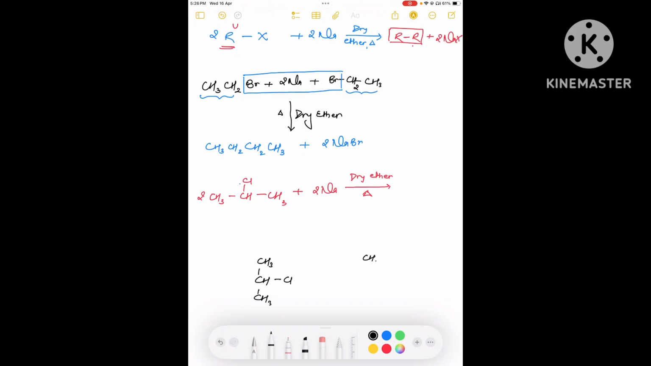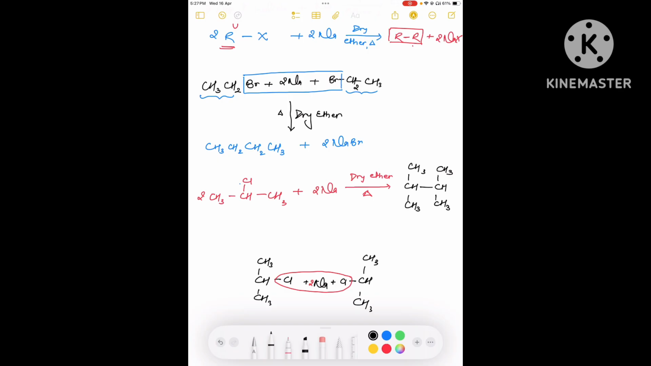Again I write the second one: CH3, CH, CH3, and here I have a chlorine group. And here let me take two molecules of Na. What will happen is this Cl will go with this Na. And the molecule formed will look something like this. According to me, it will be like this: CH3, CH, CH3, and the bond will join here to CH, CH3, CH3. So your product will look something like this.